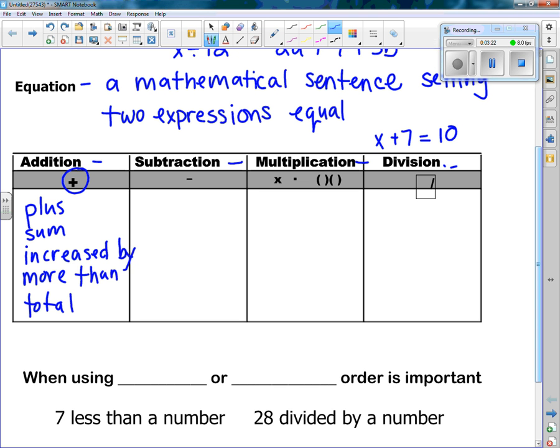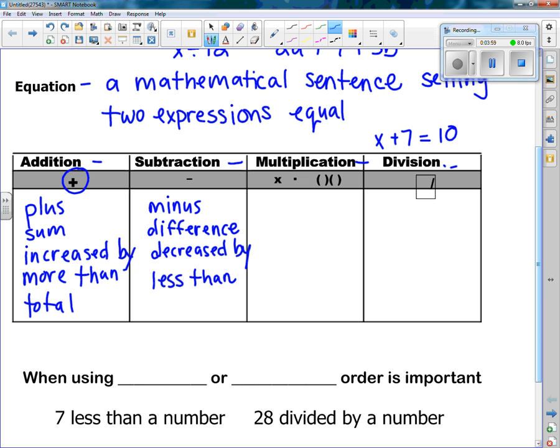Subtraction. Here are some keywords: minus, difference, decreased by, and less than. Okay, anytime you see one of these four words, that can indicate the operation of subtraction. Now remember, there could be more words that we could put here, and if you can think of some of those words, please put those in there as a reference.